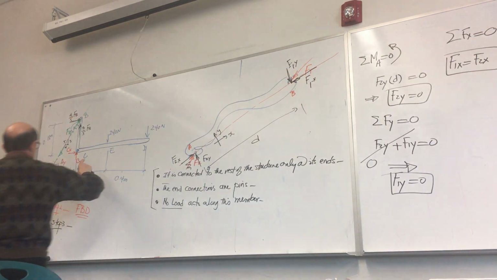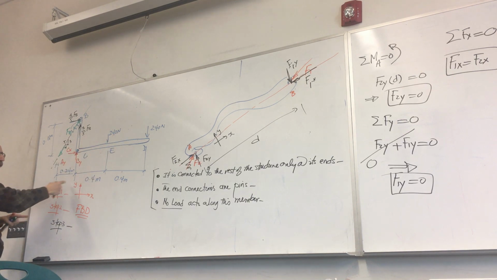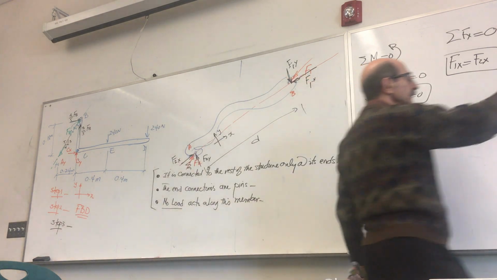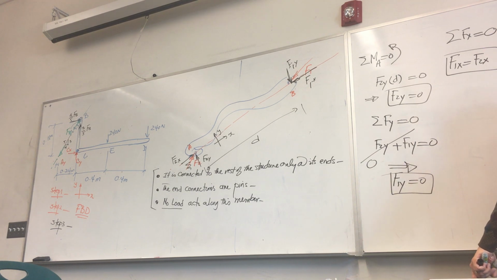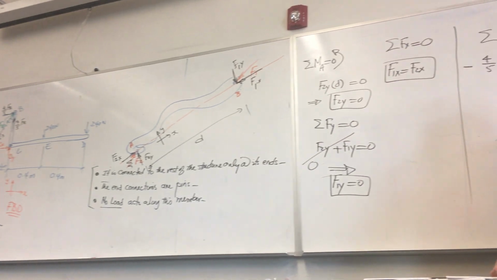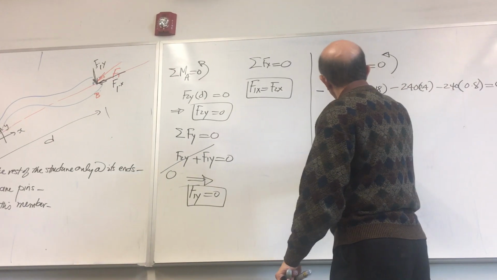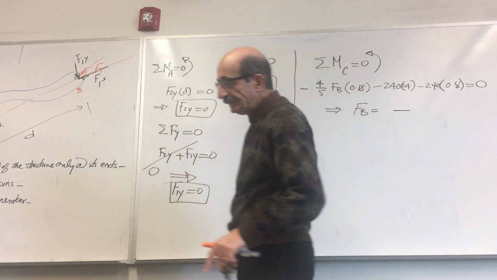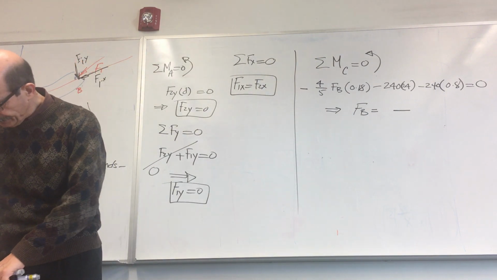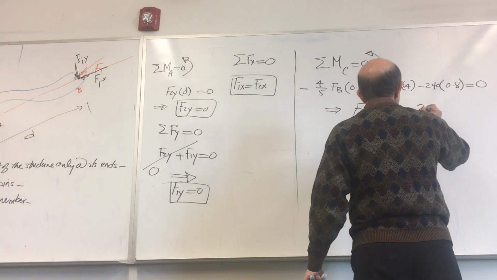Each of these also generate a negative moment about point C. This one, 240 times 0.4, so you have negative 240 times 0.4, and negative 240 times 0.8, equal to 0. Solve for the unknown FB. FB results to be a negative value, 2,000 Newton.